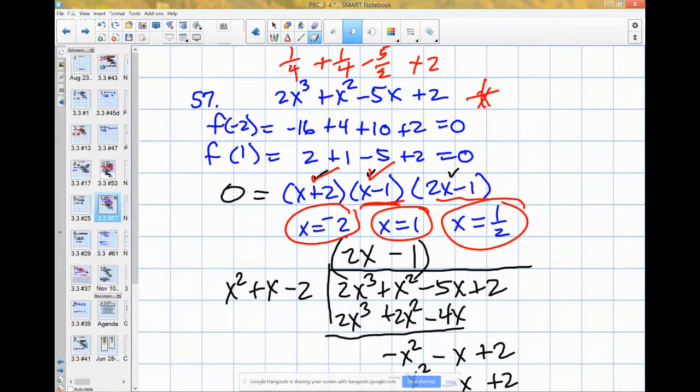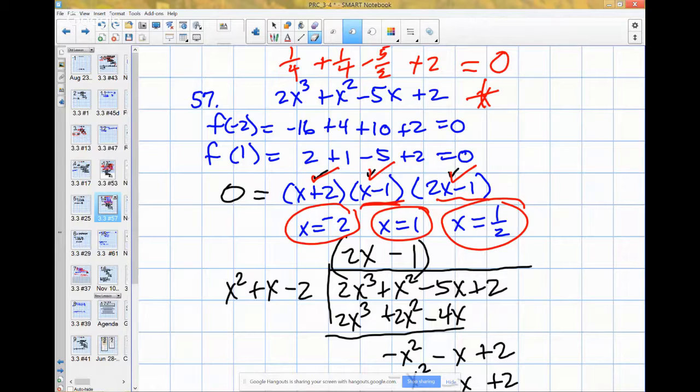Let's just add those up. What's 1/4 plus 1/4? That's 1/2, right? And 1/2 minus 5 halves is negative 4 halves. And negative 4 halves is negative 2. And negative 2 plus 2? Okay, we've done it. We've verified that all three of these really are zeros of the function. That was part A. What are the remaining factors?